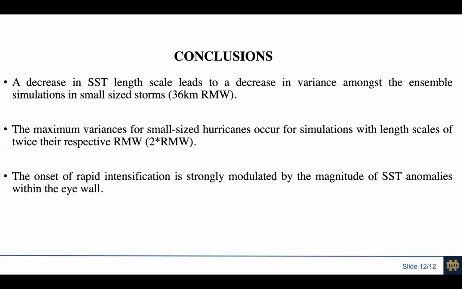The maximum variance for the small size storm occurs for simulations with a length scale corresponding to about 2 times the size of the RMW. In this case, for the small size storm, the length scale of about 72 kilometers corresponds to that length scale where we saw the maximum variances. Now, the onset of rapid intensification is strongly modulated, as seen in this third point, by the magnitude of SST anomalies as seen in the previous 2 slides. We saw here that SST anomalies of roughly 0.5 to 1 degree Celsius are just sufficient to lead to a delay in rapid intensification of about 20 to 40 hours.